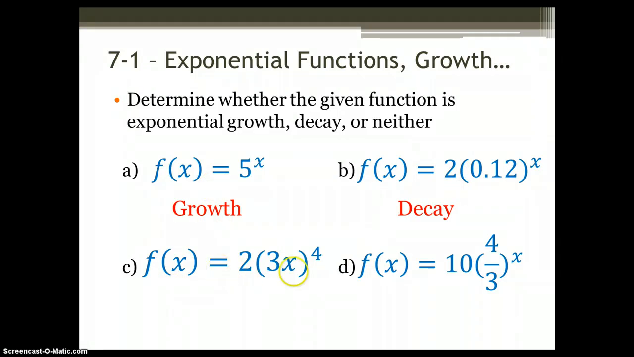In this case, it's going to be neither. And the reason why is because our exponent is actually a number. Remember, the definition of an exponential function is that the variable has to be the exponent. This is actually a quartic equation, so we'd say it's neither. In the last example, D, our b value is 4/3, which is again bigger than 1, so therefore it is a growth function.